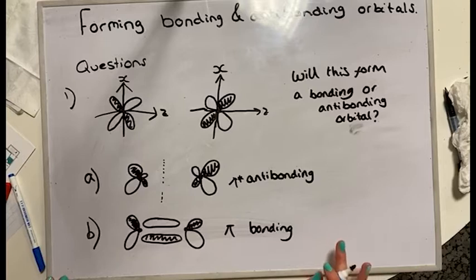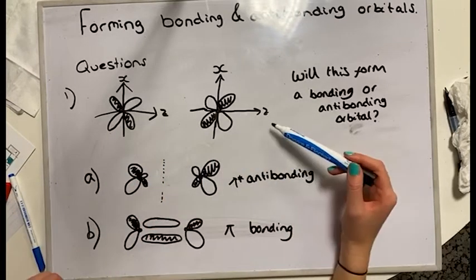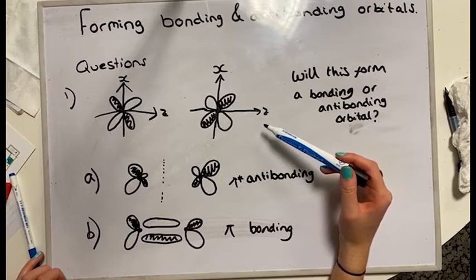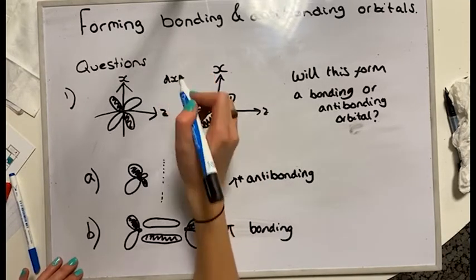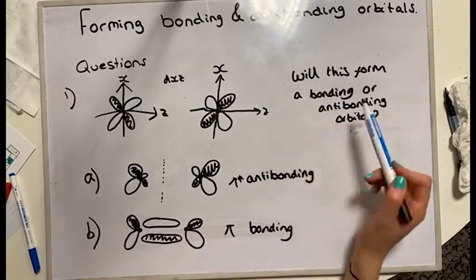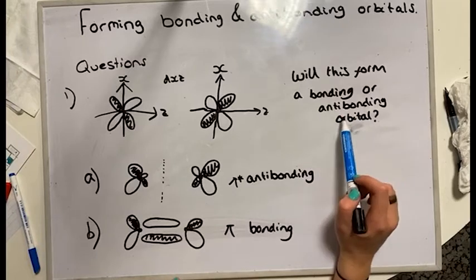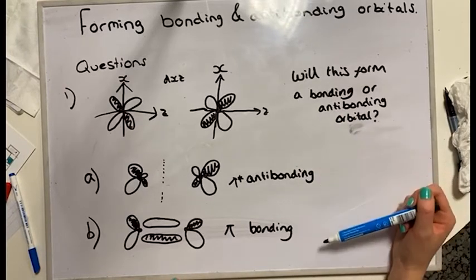Now, question 1. Do you think these two d orbitals, they are dxz orbitals, will they form a bonding or antibonding orbital? Please select A or B.